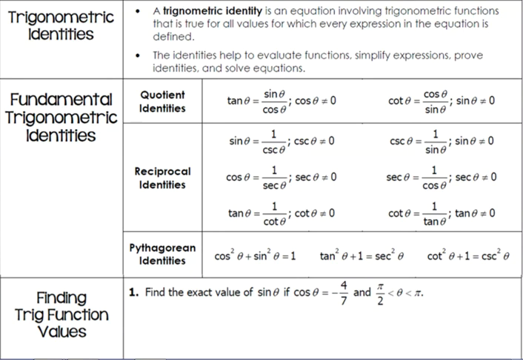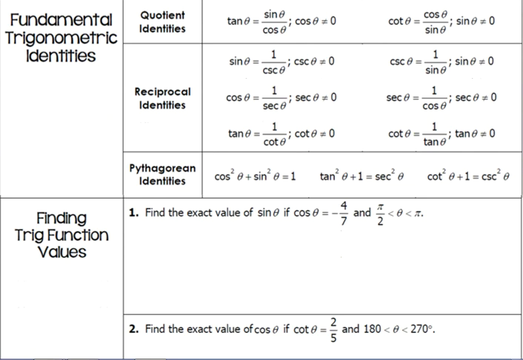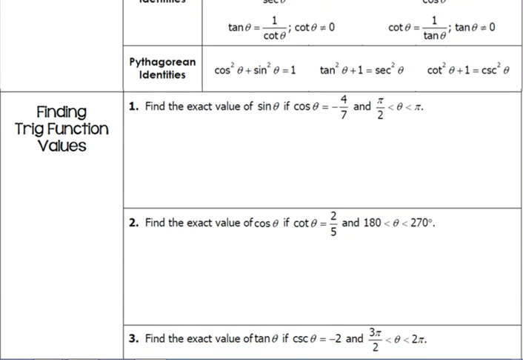So we already know all of the ones there in the boxes. The quotient identities, tangent and cotangent, we know that. The reciprocal identities, we know those. The Pythagorean identities, we kind of brushed over sine squared plus cosine squared is equal to 1. We brushed over that when we were doing parametric equations. And then we also brushed over the fact that tangent squared plus 1 equals secant squared comes from that. Cotangent squared plus 1 equals cosecant squared comes from that as well. We'll review that when we get to it. The biggest thing is we've just got to be able to use those.